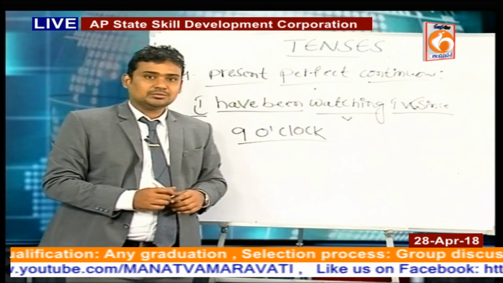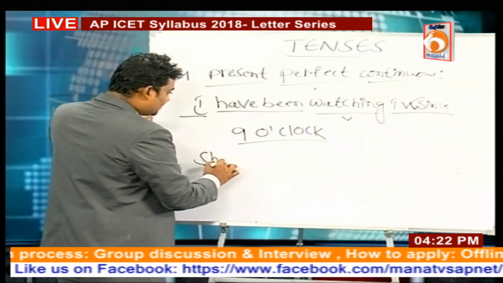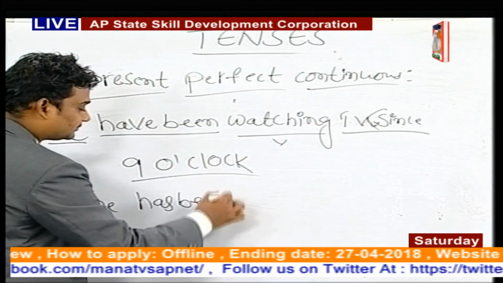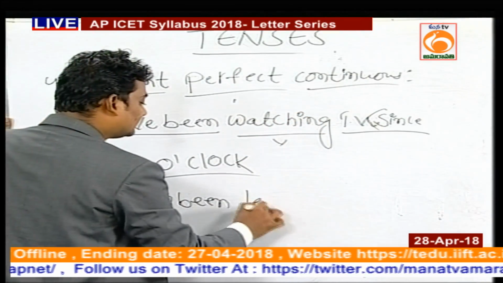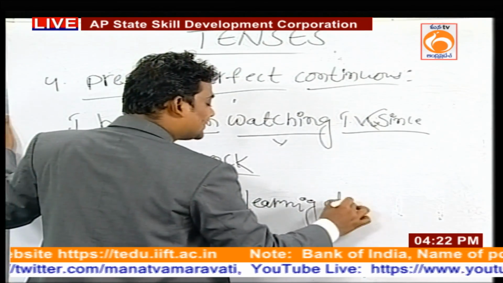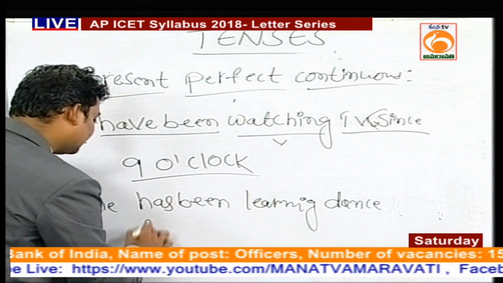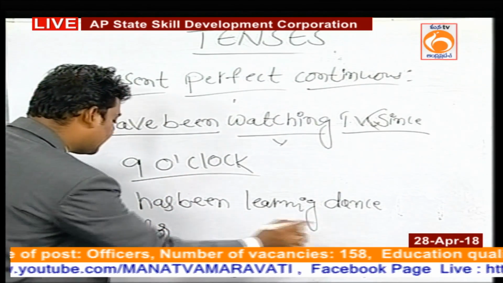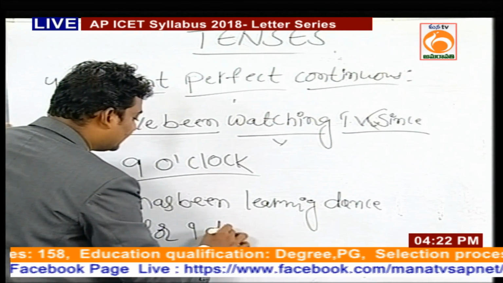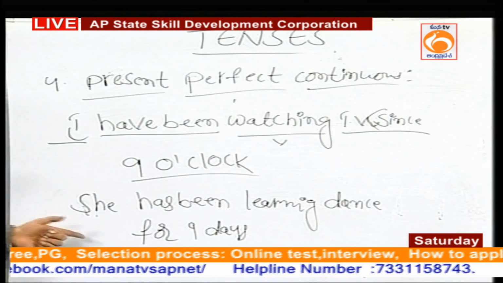I will give you one more example. You can see here carefully. She has been learning dance for 9 days. She has been learning dance for 9 days.